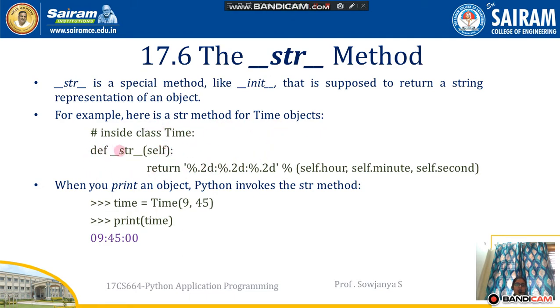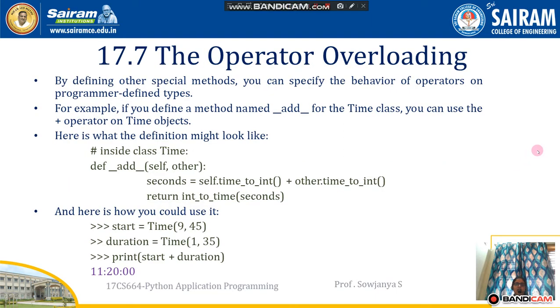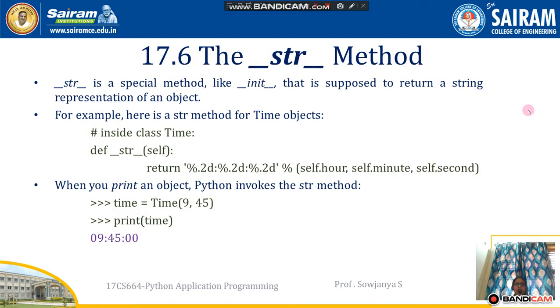For example, we have a string method for the Time objects. This is the way you define it: def __str__ of self. It should return with three parameter values, that is hour, minute and second. %d means it is an integer value. When you print an object, Python invokes the string method. Time = Time(9, 45) should print 9:45:00. It is printing as a string. So that is called the string method.